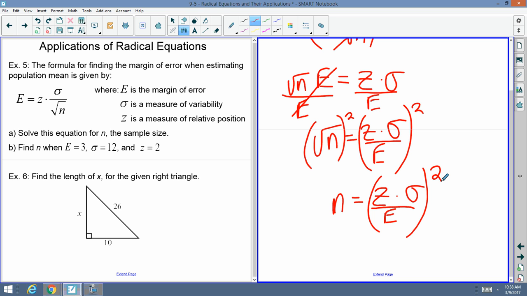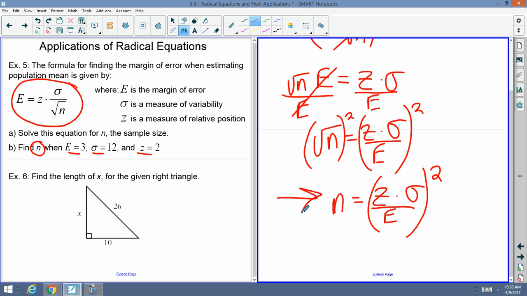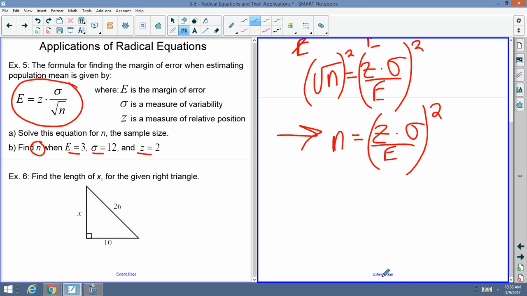Now that you found n, for B it says find n when E is 3, sigma is 12, and Z is 2. Please, do not plug it back into this equation and solve that way. The whole point of this was to solve for n so that now when you have your E, your sigma, and your Z, you can find n easily by just plugging it into that formula. So let's do that right quick. I want to find n when Z is 2, sigma is 12, and E is 3.